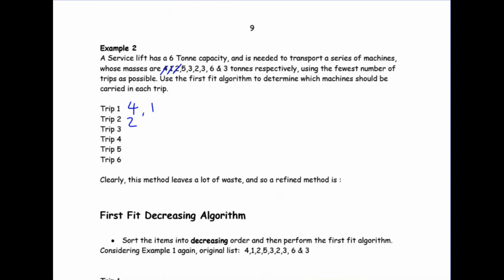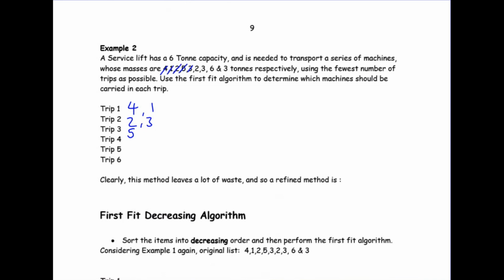The fourth one's a 5-ton mass. It won't fit on the first trip. It won't fit on the second trip either, because it would take that up to 7 tons. So it fits on the third bin there. Next one's a 3-ton mass, so it won't fit on the first trip because we've only got space for a 1-ton machine. It will fit on the second trip though, because we've got space for a 4-ton machine, so we can fit a 3-ton machine on that second trip.